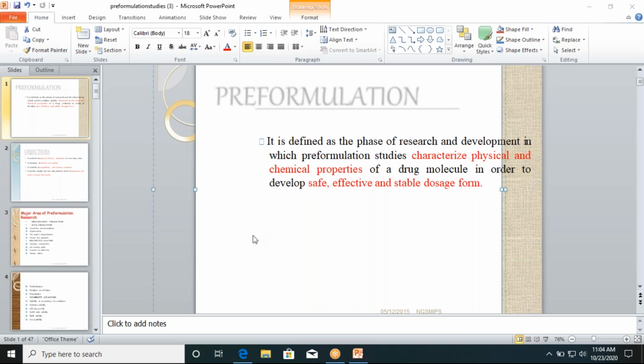Okay, so today we'll be starting with a new chapter that is pre-formulation. So, any idea what you mean by pre-formulation? So, why are you going for pre-formulation and what is the need for pre-formulation? To evaluate the physical and chemical nature of the substituent used.